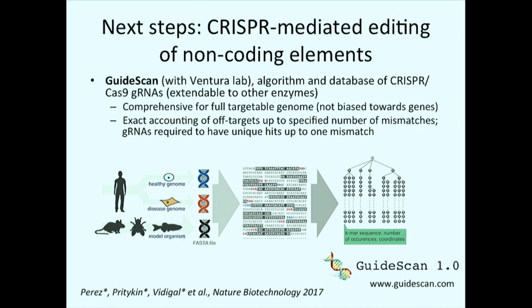And finally, another thing we're working on: if you want to understand gene regulation and the role of regulatory elements, you would like to delete them, edit the genome and see how they affect gene regulation. In a collaboration with Andrea Ventura, we work to improve the tools for guide RNA design for CRISPR experiments, because the tools did not allow you to target the targetable genome. They were biased towards genes and also didn't take care of off-target effects very well. Okay, so this tool is out, GuideScan.